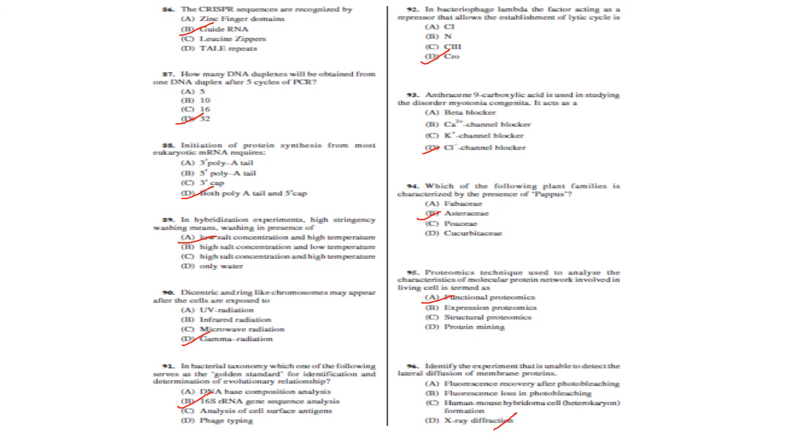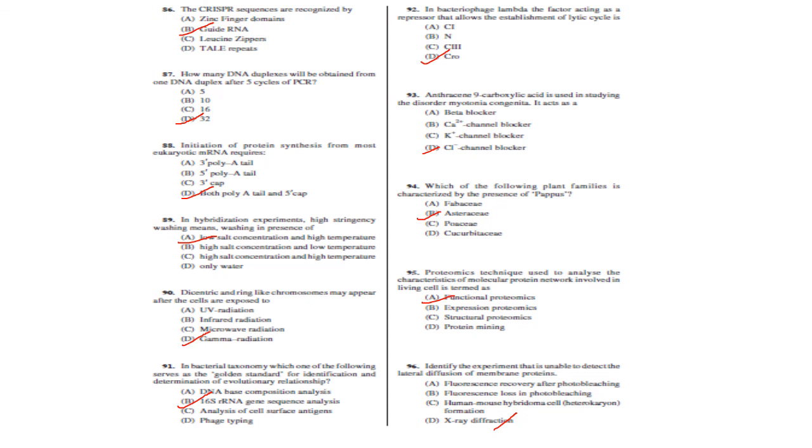So specimens exposed to anthracene 9 carboxylic acid inhibit these ClC1 chloride channels and induce myotonia in in vitro conditions. So it is a chloride channel blocker. Answer is option D.